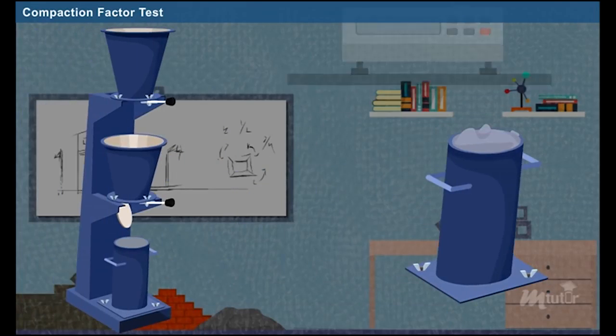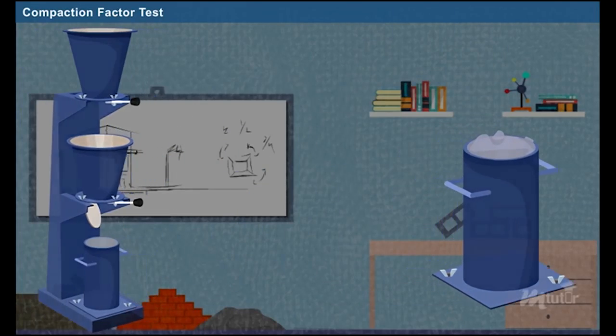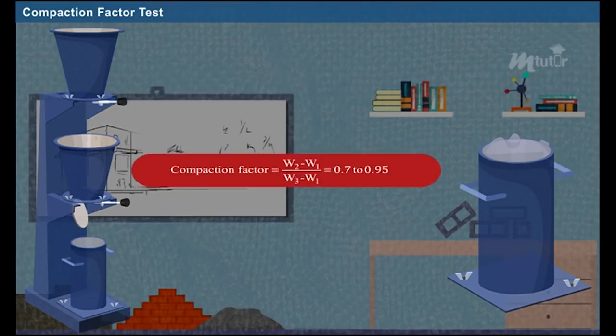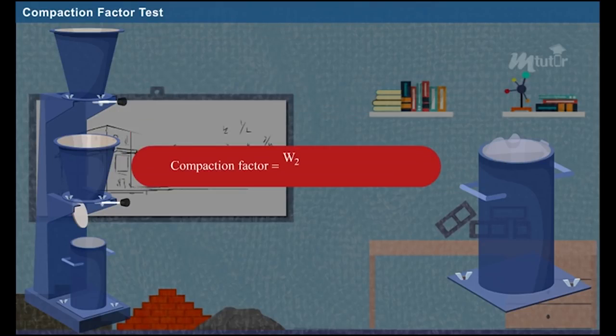Compaction factor is determined using a formula, which is the ratio of weight of partially compacted concrete to the weight of fully compacted concrete. That is, the ratio of W2 minus W1 to W3 minus W1. The value of compaction factor varies from 0.7 to 0.95 based on the workability of concrete.